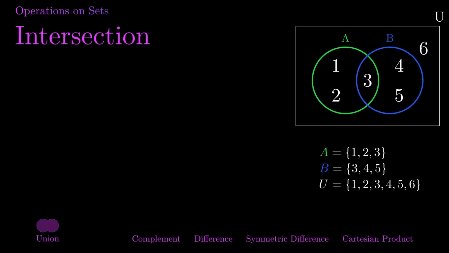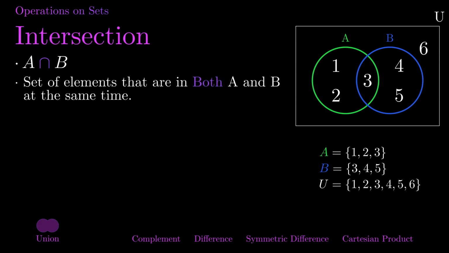Second operation, intersection. The symbol is ∩. The intersection of A and B, written A ∩ B, is the set of elements that are in both A and B at the same time. When you see intersection, think common ground or overlap.